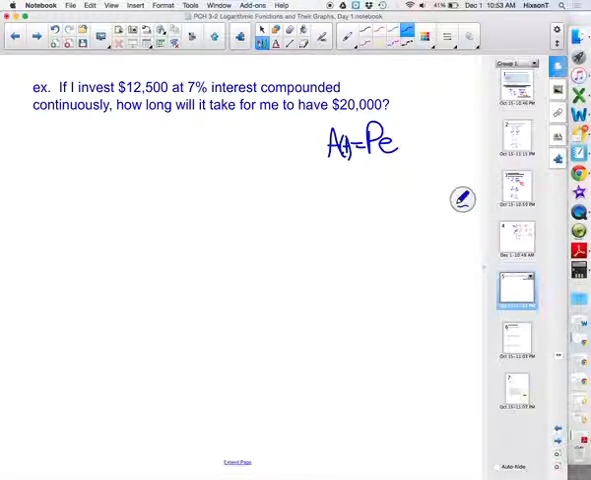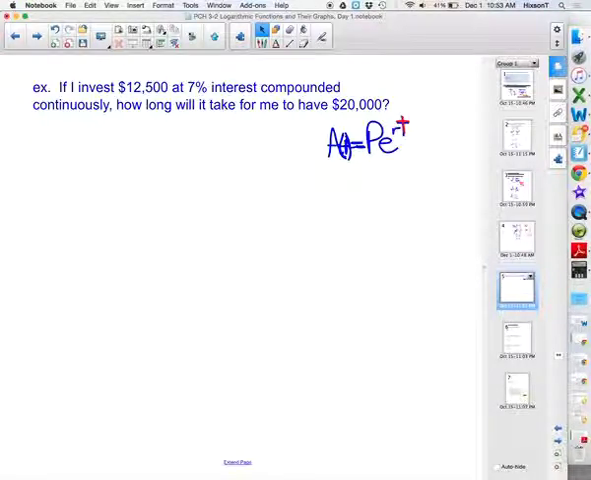It was rt. There we go, good. The amount at a given time t equals P times e to the rt. Take that. We're trying to solve for t.